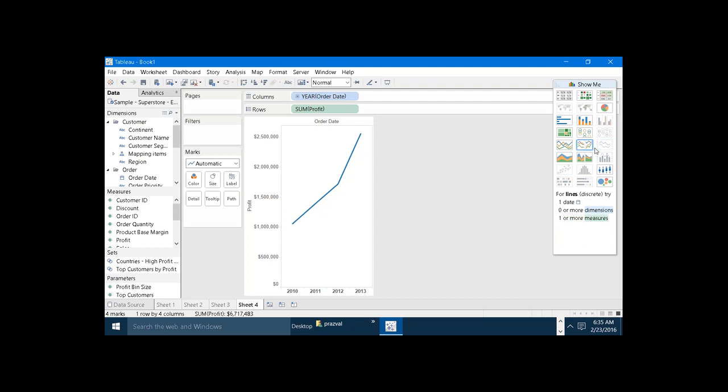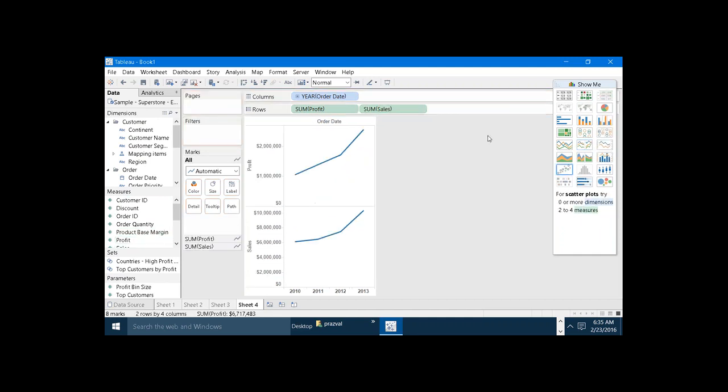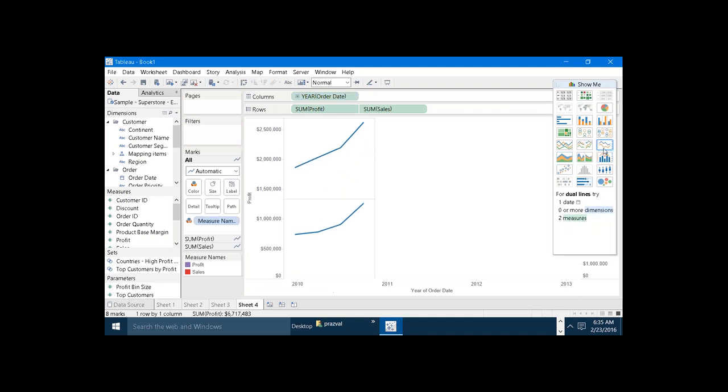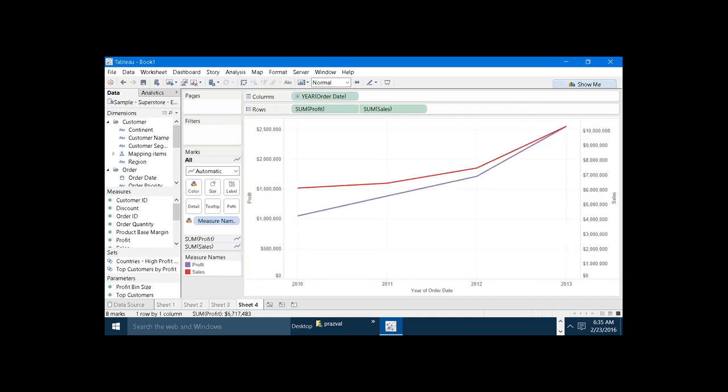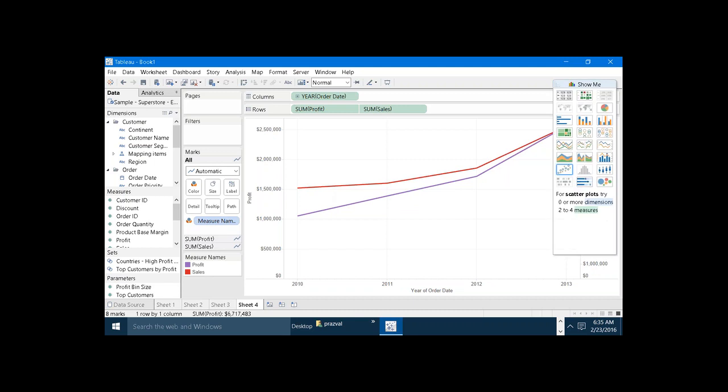Here it is not showing us because it requires two lines. The dual lines are nothing but dual axis charts. I'm taking sales. Let me click on this dual lines. Tableau will compare both sales and profit in the form of a single pane. On the single pane, Tableau is comparing both the measures with different axes. So these are the three different types of line charts.